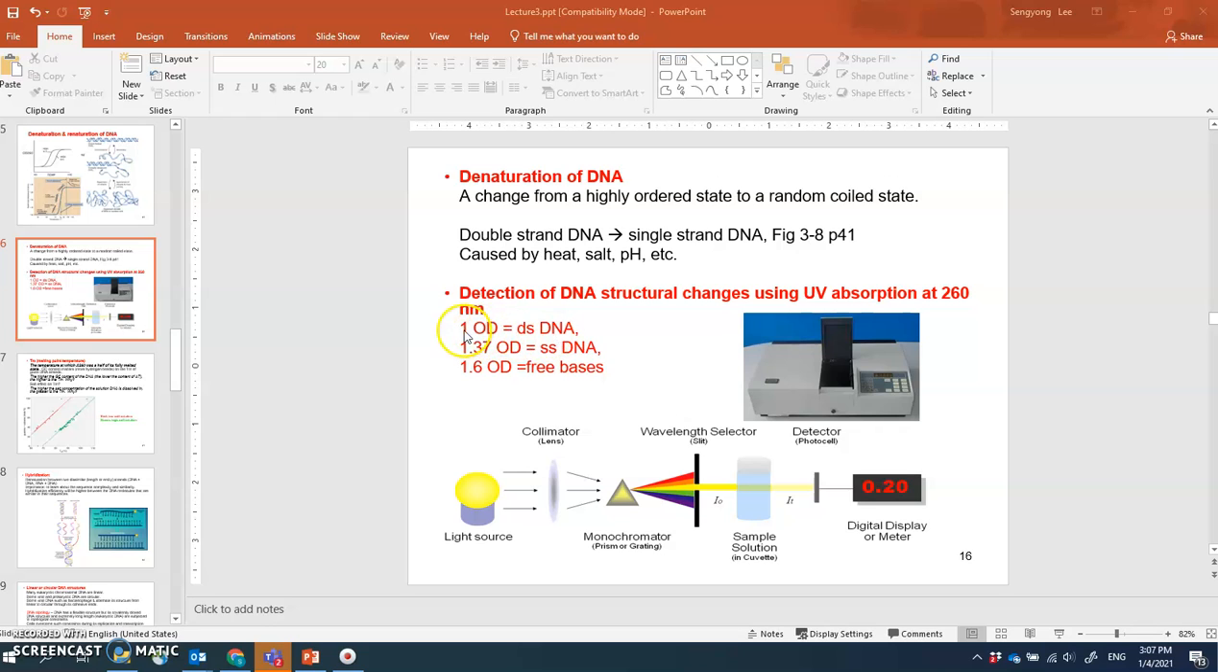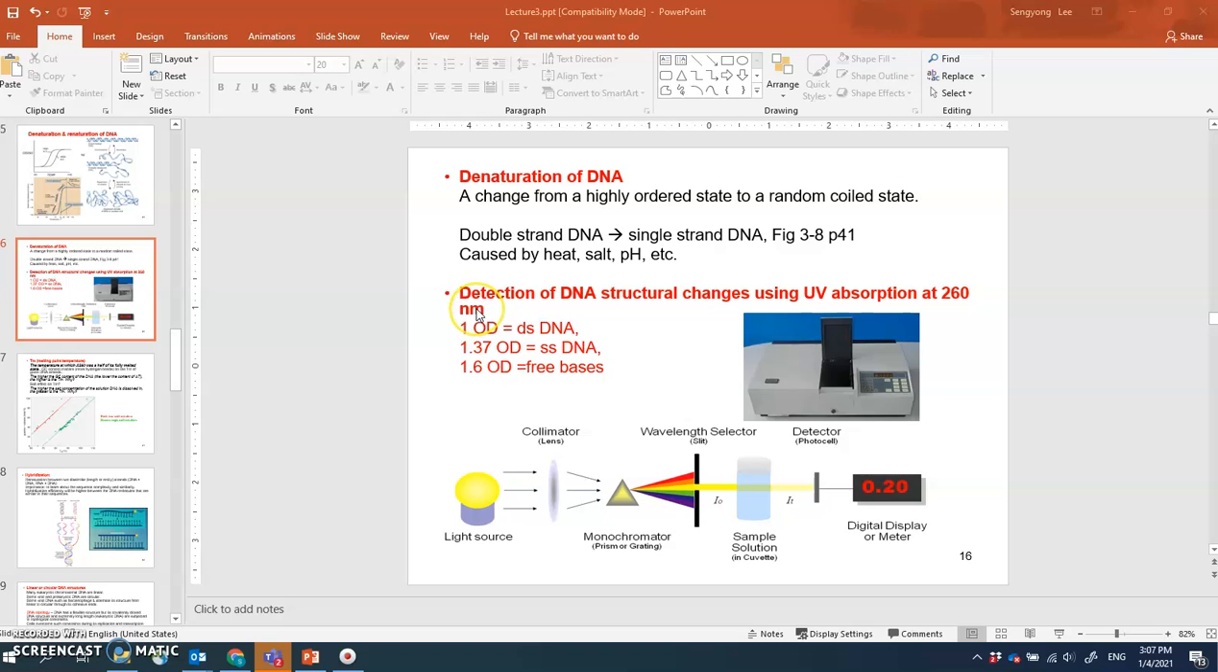Normally at 260 nanometer, if your DNA is double-stranded, a certain amount of DNA will give you an absorption of 1 OD, about 50 microgram per milliliter concentration. But the same DNA will absorb more light if it becomes single-stranded. If all the hydrogen bonds are broken up and it exists as single-stranded, the absorption will become 1.37 OD, although there's no change in the concentration. And if DNA got chopped up into free nucleotides, then the absorption will go even higher. It will become 1.6 OD.